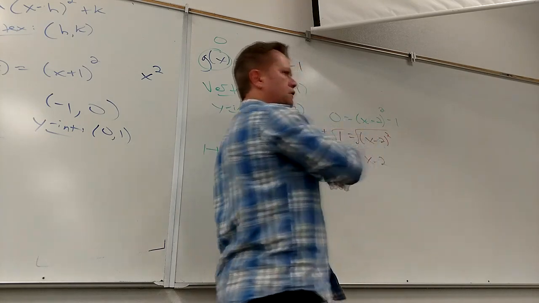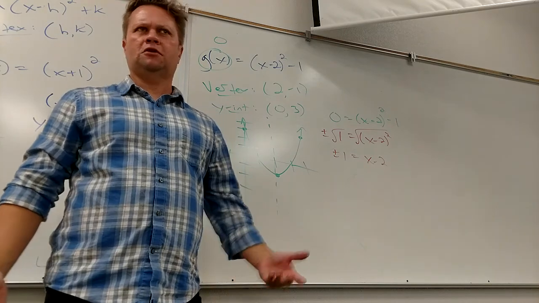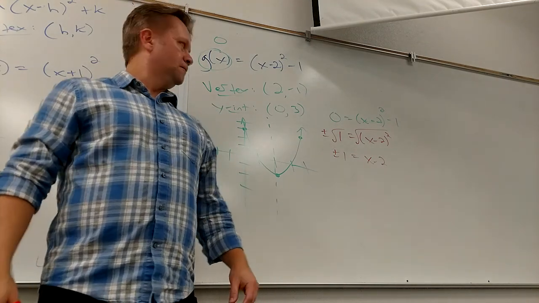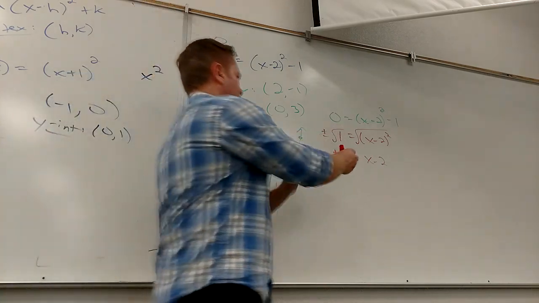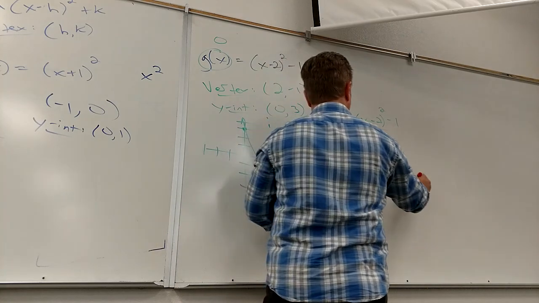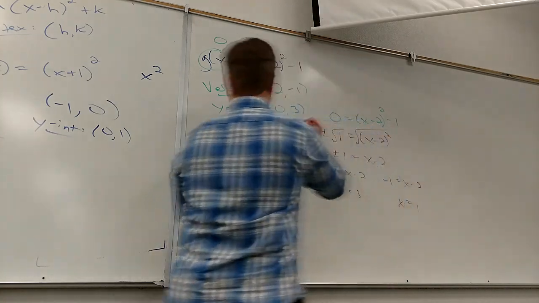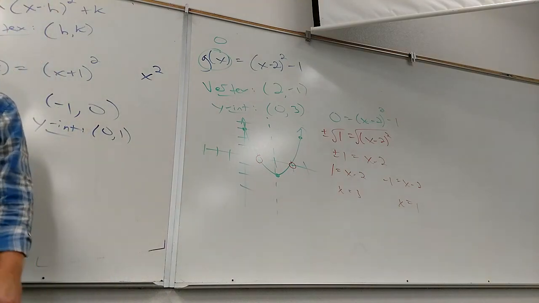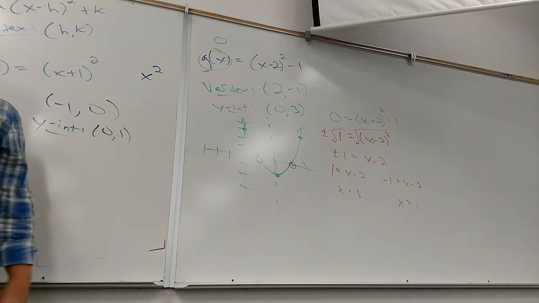I always get people who leave the square root on the 1. Square root of 1 is 1, so you don't need the square root. Just do it and get what it is. And now I've got two numbers. I get 1 is x minus 2, so x is 3. Or negative 1 equals x minus 2, so x is 1. Look at that. I almost got it. Got pretty close.